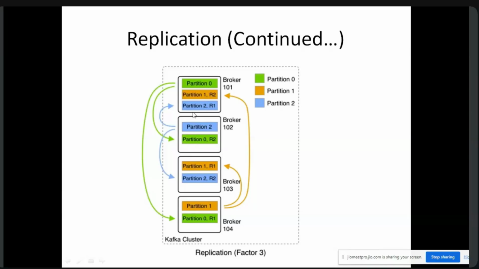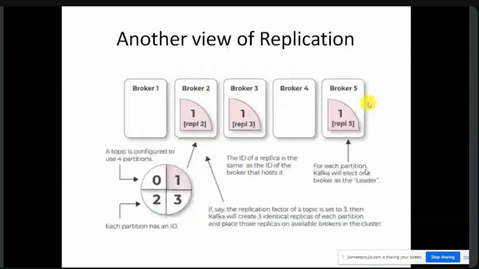Now the replica of this partition 0: the first replica, R1, is on broker 104, and the second replica is on broker 102. So for partition 0, we have 3 replicas, 1, 2, 3. So this is correct. Partition 1 also has 3 replicas, and partition 2 also the same thing. So for all the partitions we have 3 copies. It means replication factor is 3. If the replication factor was 4, then there should have been 4 copies of each partition. Make sense? Yes.